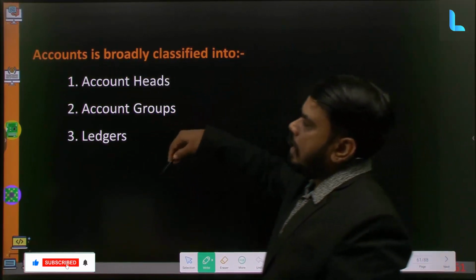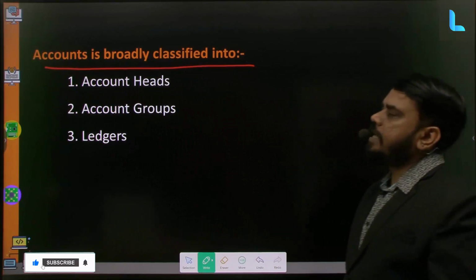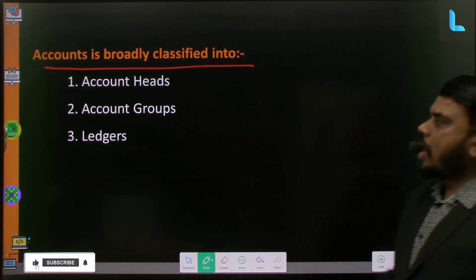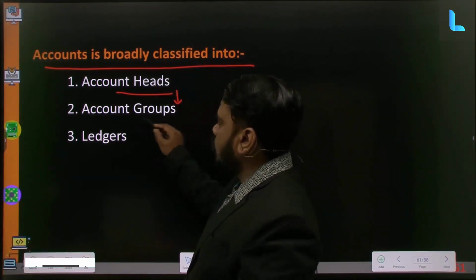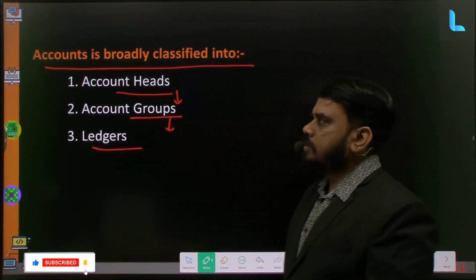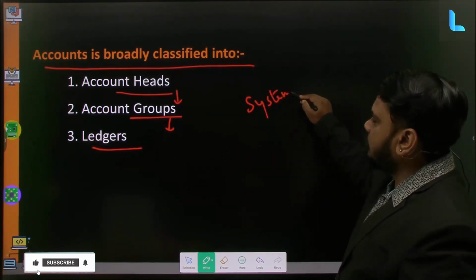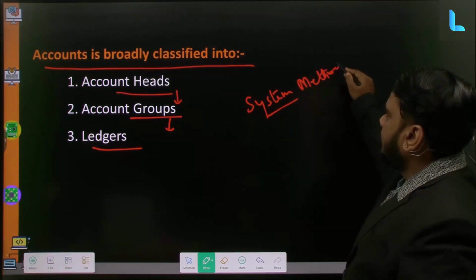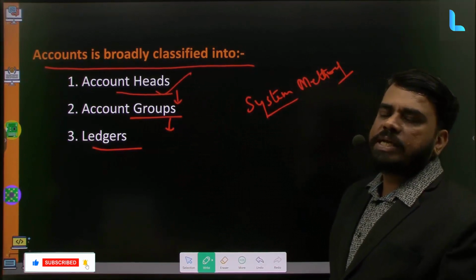As I said earlier, the entire accounts are classified into account heads. These account heads lead to account groups. Under these account groups we create the ledger books. So in a computer system, for example if we are using Tally software, in the computer method of accounting, the accounts are classified into account heads. Which are the account heads?